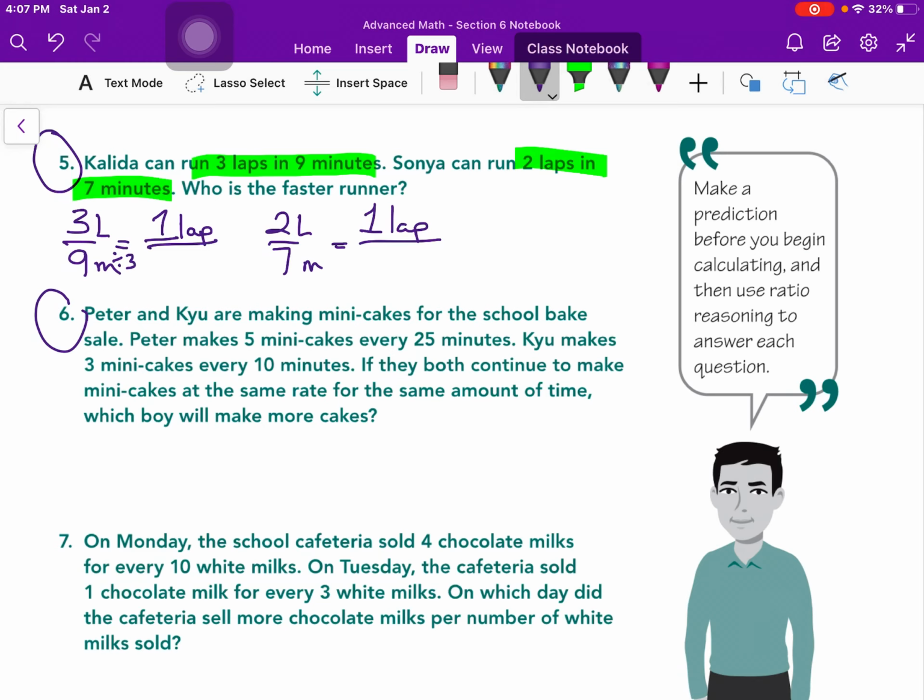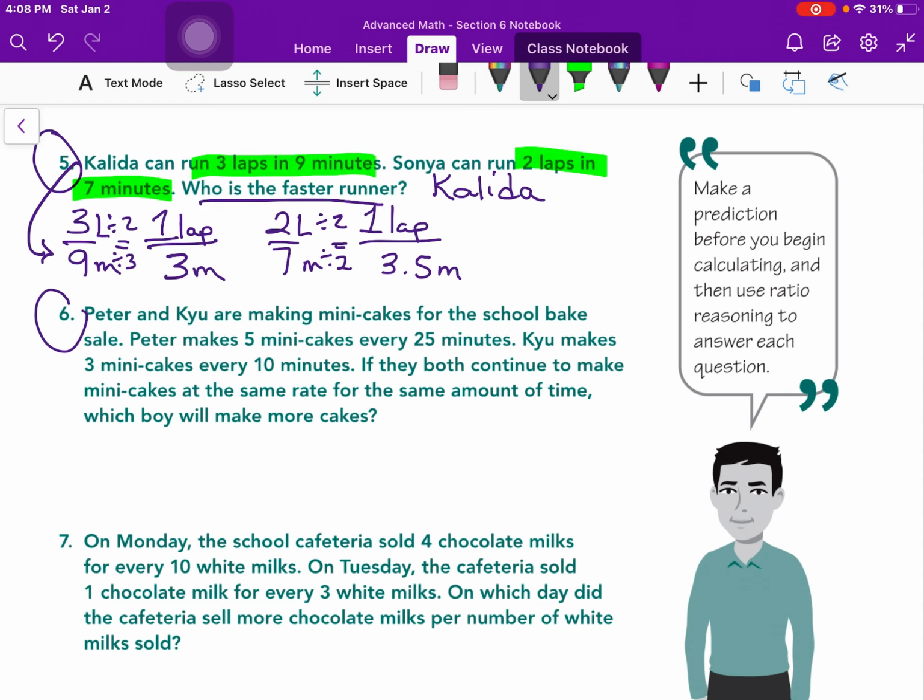So I am going to divide by 3, oh, not 3 though. I'm going to divide by 2 on this one because I want an equivalent ratio, remember. And 9 divided by 3 is 3. So Kalida can run 1 lap in 3 minutes, and Sonia can run 1 lap in 3.5 minutes. So who is the faster runner? Kalida. She finishes in 3 minutes, half a minute sooner than Sonia does.